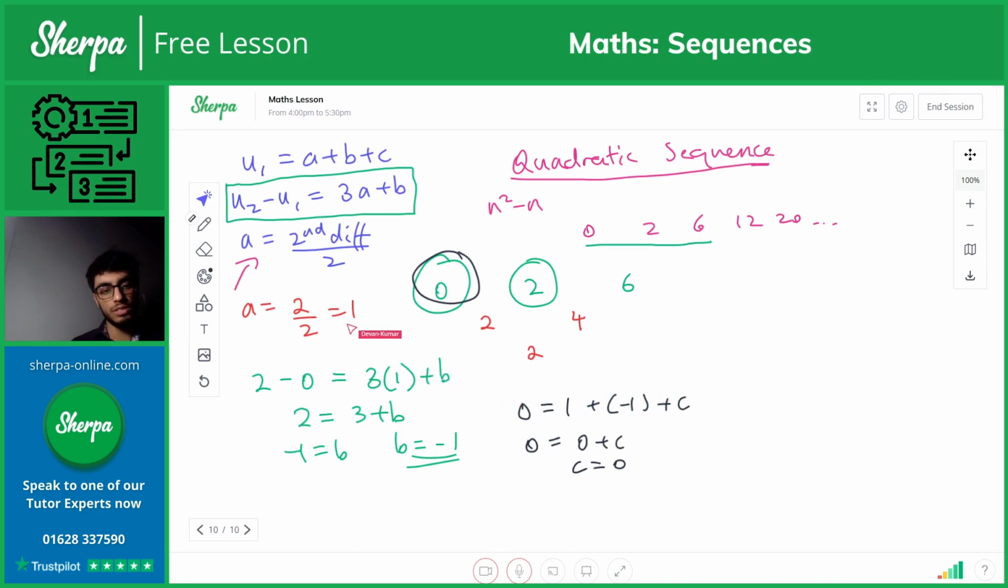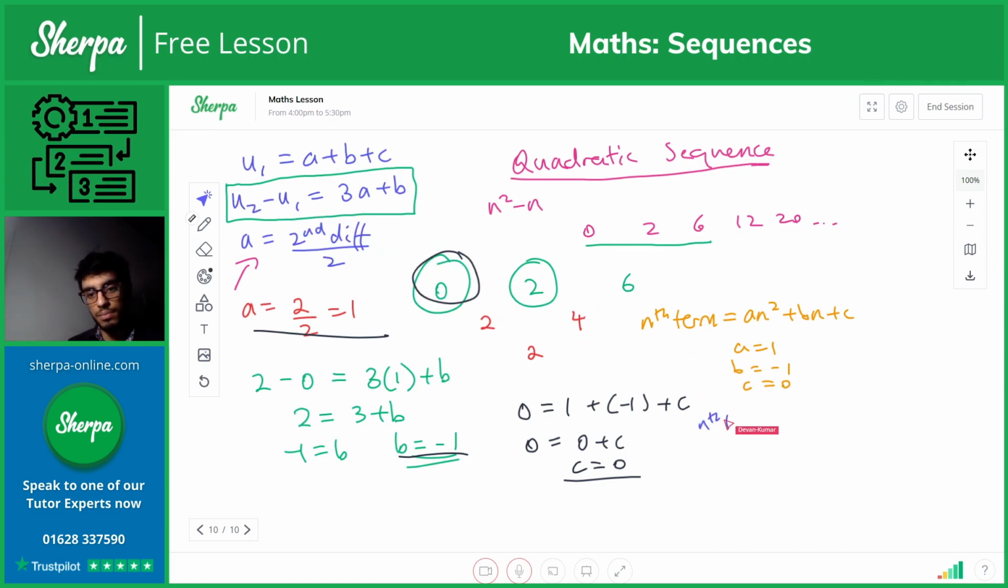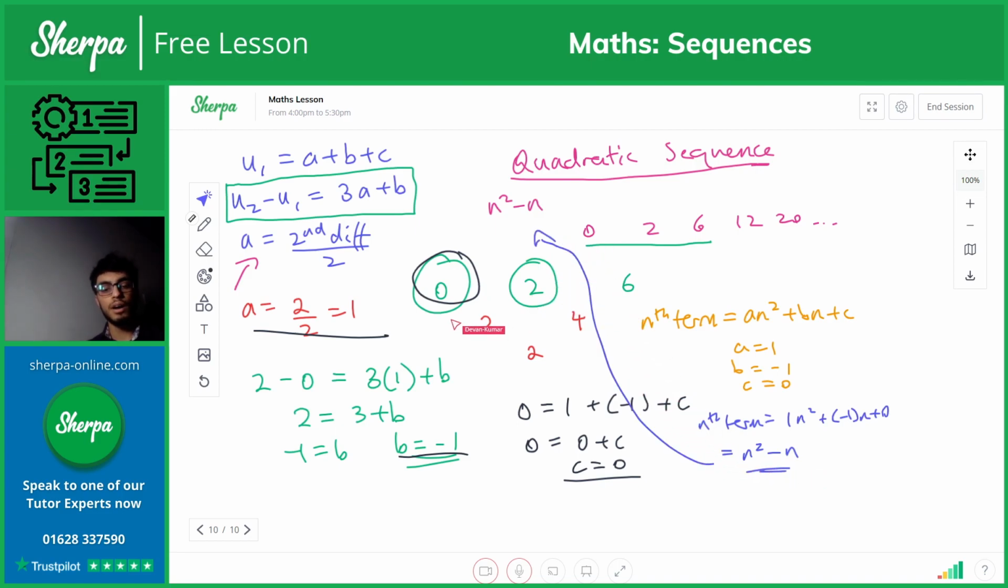And so we said a equals 1, b equals minus 1, c equals 0. Remember that general form we said before about the nth term of a quadratic sequence? The nth term is equal to an squared plus bn plus c. Well, a is 1, b is minus 1 and c is 0. If we implement this into our equation, we get the nth term equals 1 times n squared plus minus 1 times n plus 0, which if we simplify is just n squared minus n, which is our correct answer. So this is my alternative method.